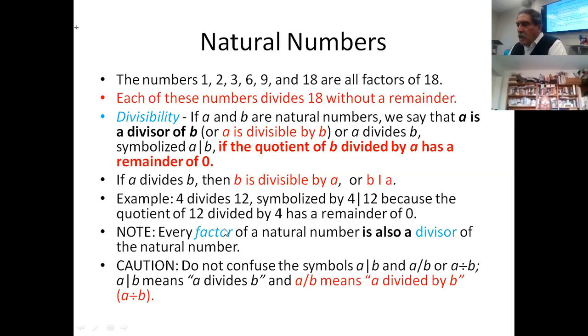Every factor of a natural number is also a divisor of that natural number. Now, don't confuse A divides B with A divided by B. A, bar, B means A divides B. A with the slanted B means A divided by B, the sign of division. Don't confuse them, okay? All right?